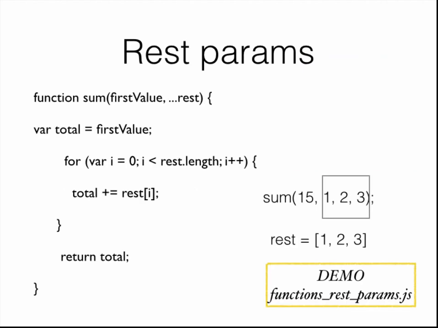Can you use more than one first parameter? Yes, you can use more than one first parameter, but you cannot use more than one rest parameter because then it will get confused. So I can use first value, second value, and then rest. Yes, exactly. But you cannot use two because it doesn't make sense.